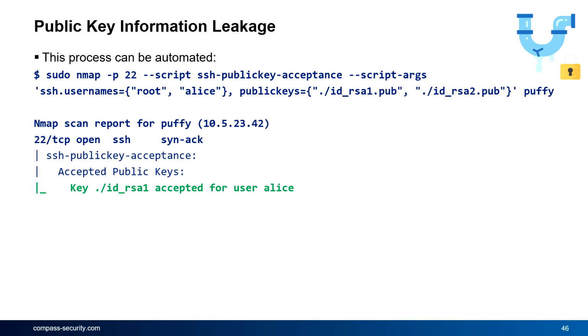This process can also be automated using an Nmap script, in this case the Nmap public key acceptance script. You have to provide the usernames you want to try and then the public keys you want to try, and then it will try all public keys on all users, and in the output you can see which key is valid for which user on which host.